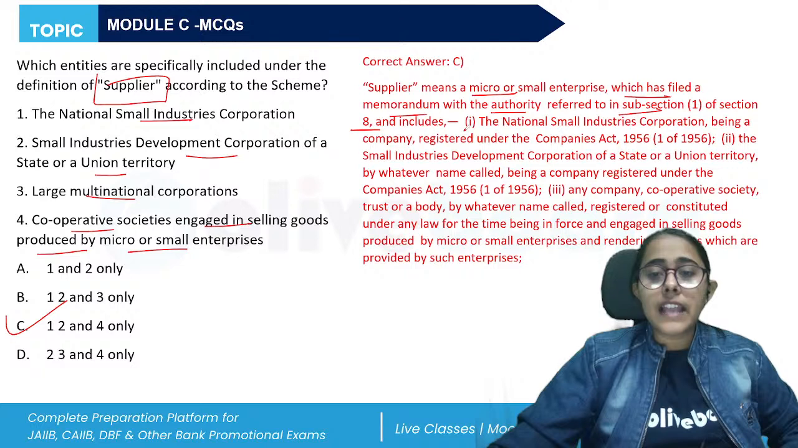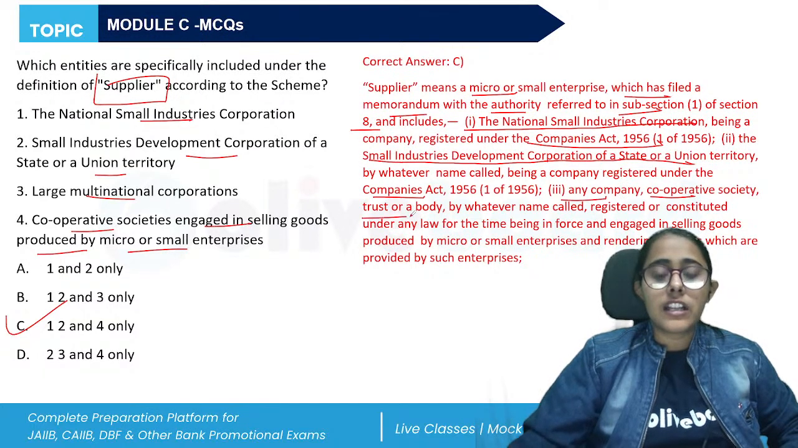It includes the National Small Industries Corporation, registered under the Companies Act of 1956, the Small Industries Development Corporation of a state or union territory, again under the Companies Act of 1956, and any company, cooperative society, trust or body that is registered or constituted under any law which was in the time being in force, and it is engaged in selling goods that are produced by micro or small enterprises.